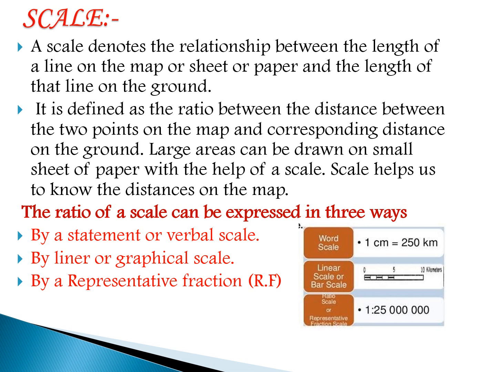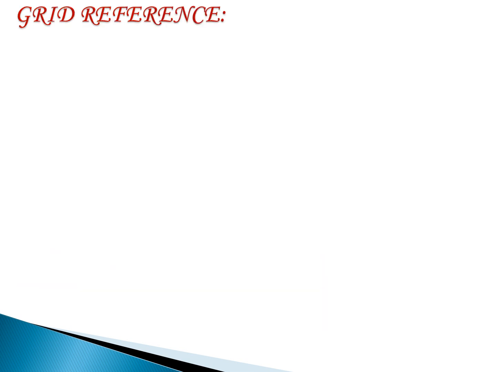Or it may be represented by a representative fraction, that is RF, like 1 is to 25 lakh, or 1 is to 50,000, whatever may be the scale which is used for that particular map. It will be given in this fashion, that is called an RF, or representative fraction of that particular map. So this is about the scale of the map.